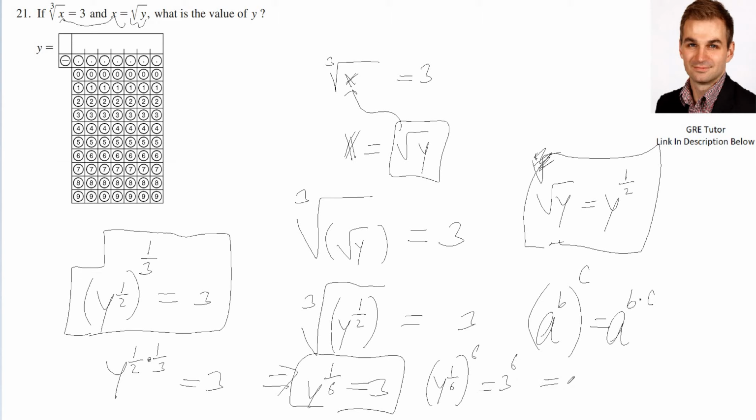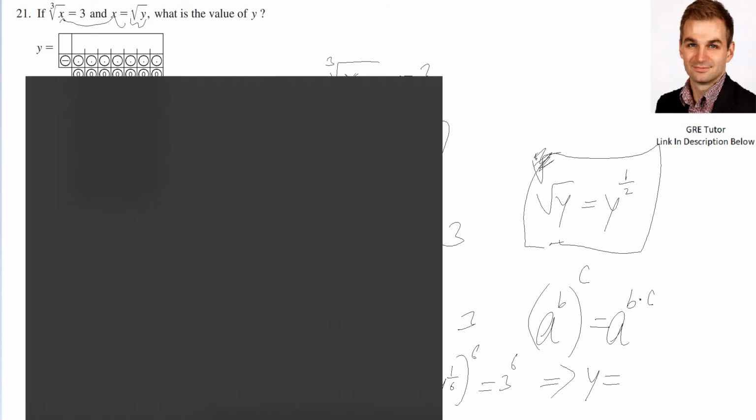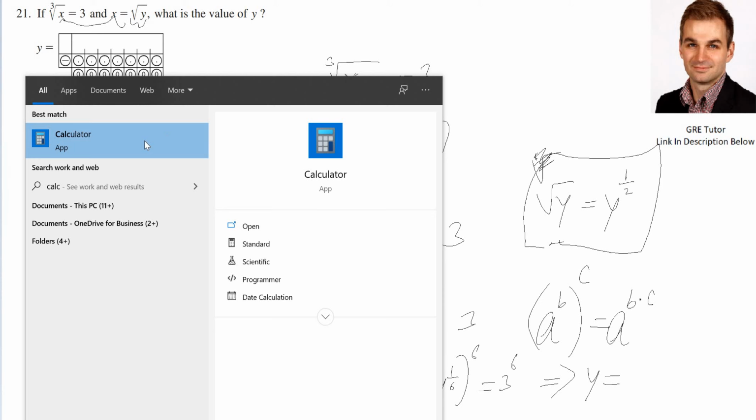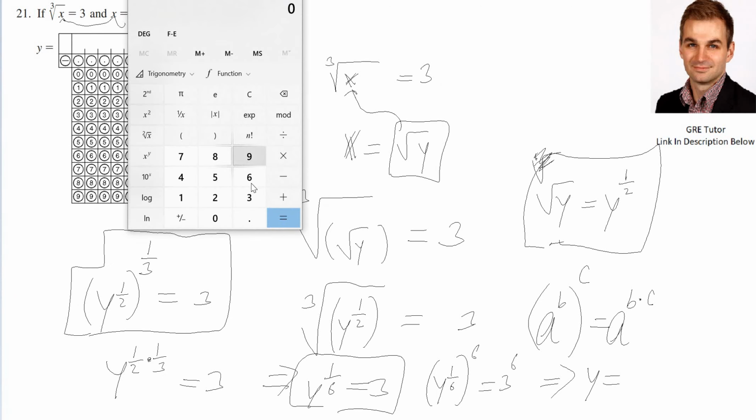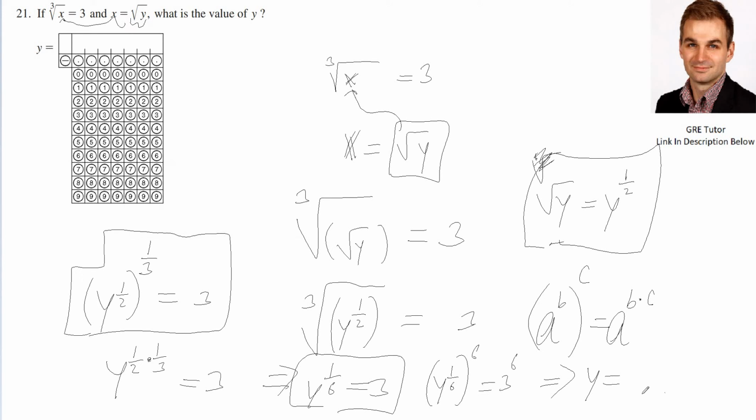And then that will lead us to y being equal to 3 to the 6th power. We don't necessarily need a calculator for this, but I think I'll use it. You get 3 times 3 times 3 times, 4, 5, 6. And that gives you 729. So the answer is, y is equal to 729.